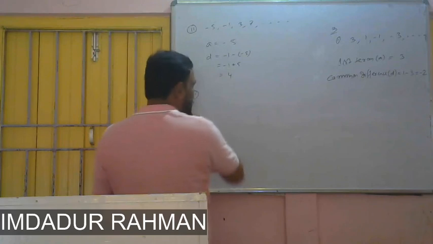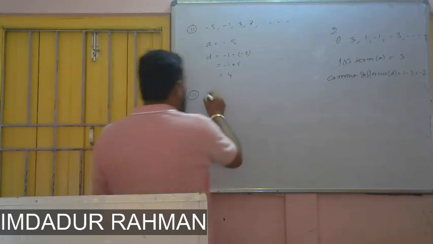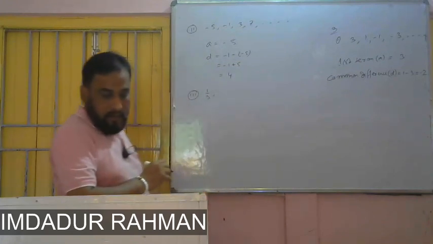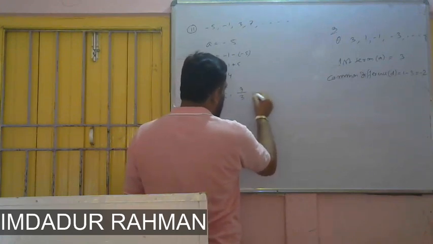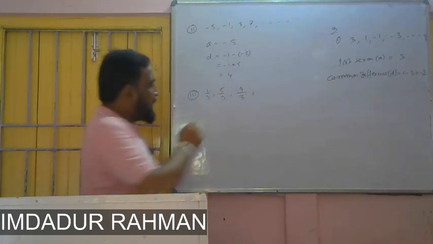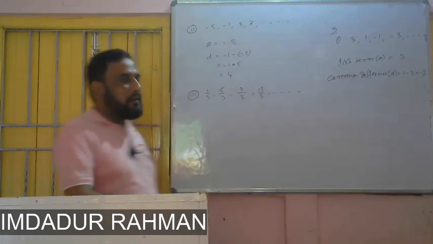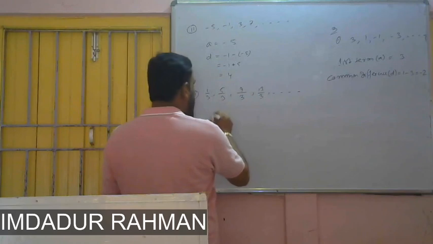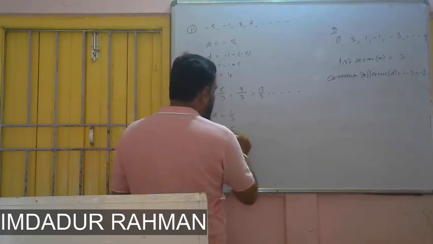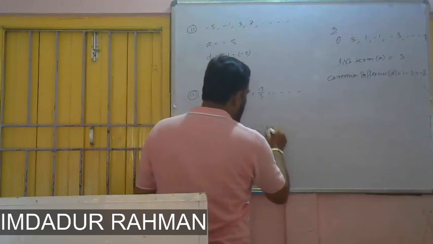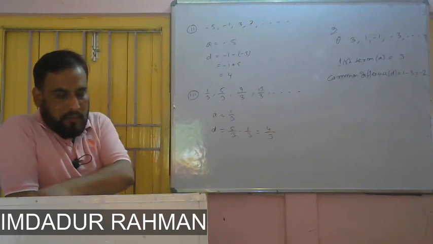Like this, number 3: 1 by 3, 5 by 3, 9 by 3 and 13 by 3. Then dot dot dot dot. So here also the first term is 1 by 3, and the common difference D is equal to 5 by 3 minus 1 by 3, which is equal to 4 by 3. So like this you will do question number Roman 4.